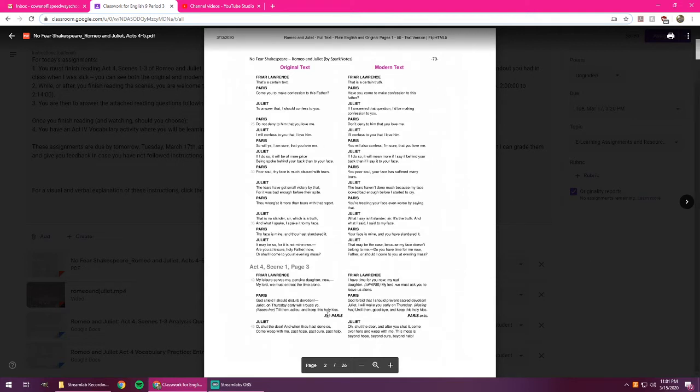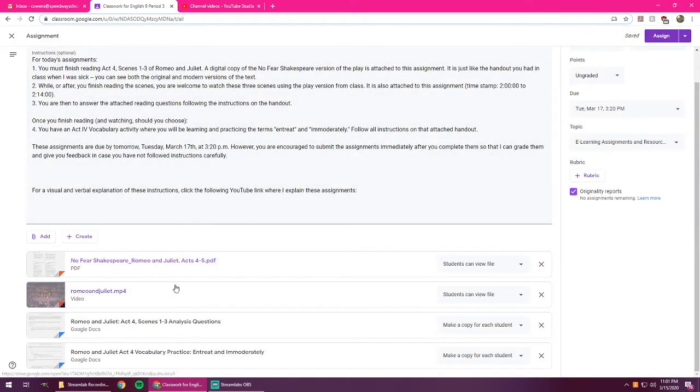So you've got this PDF. You can see all of Acts 4 and 5 on that. So that's good. The very next thing that you're going to do after you finish reading the scenes, if you'd like to watch them, I'm not saying you have to, but it's probably a really good idea because as many of you realized in class, when you watch it, it really helps you understand what's going on. I've given you the video version of the play that we've been watching in class. I uploaded the whole thing for you.